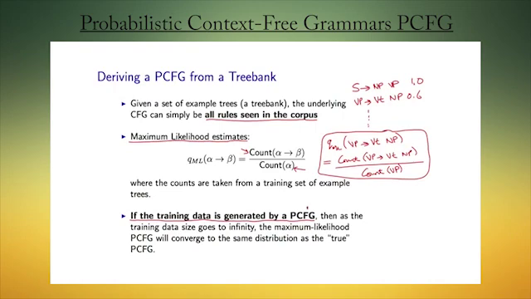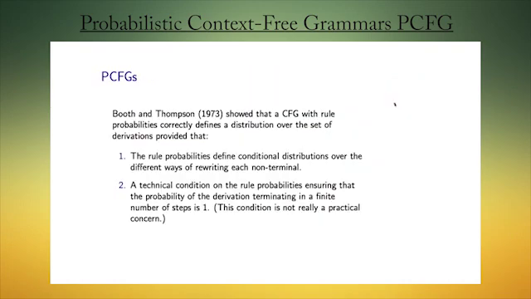Bottom line though, given a treebank, it's very easy to learn a PCFG. We simply read off the rules from the treebank, and then we calculate these maximum likelihood estimates, which amounts essentially just to counting the number of times we've seen non-terminals and counting the number of times we've seen entire rules. So I just want to talk about one final technical property of PCFGs. This goes back to work by Booth and Thompson from the early 70s.